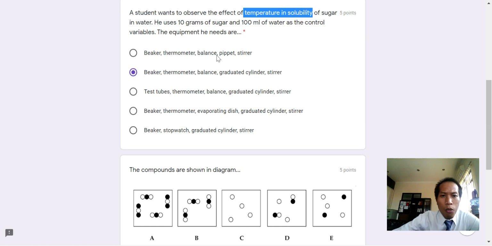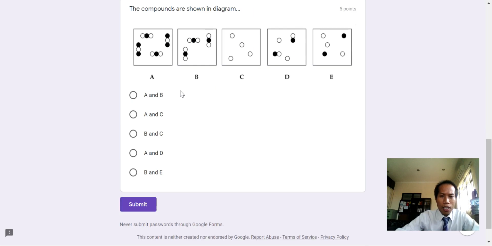For the first choice, the wrong item is the pipette, because a pipette is for small amounts of liquid. 100 milliliters is not a small amount, so a pipette is not used in this experiment. For the third choice, the test tube is not used because we don't test anything here. In the fourth choice, the evaporating dish is not needed because we don't evaporate anything here. And the last choice, the stopwatch, is not needed because you don't want to observe the time. A stopwatch is for observing time. So the answer is the second choice.